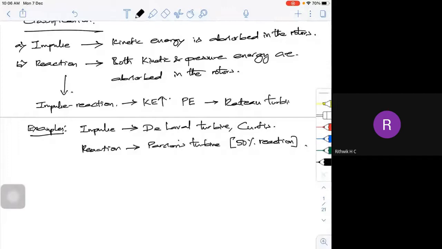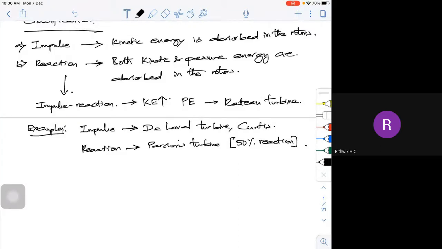Okay, where the impulse kinetic energy conversion is slightly on the upper hand compared to the reaction. If you look at the pure reaction turbine, it is 50-50%, and the best example is the Parsons reaction turbine. Now, the moment we speak of impulse turbine and reaction turbine, what comes to our mind is how the energy of the steam is getting converted.